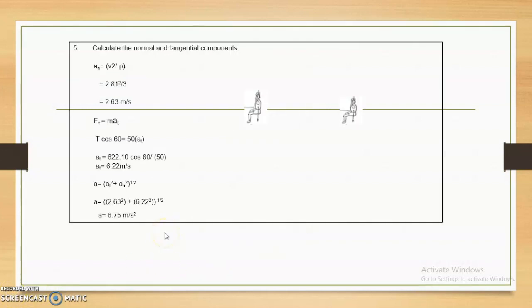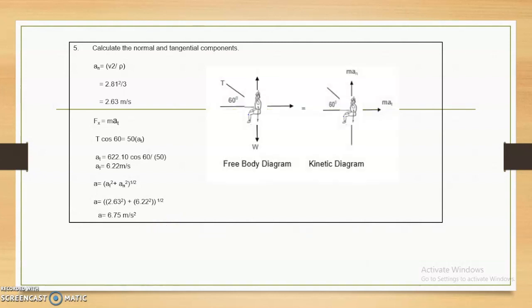Now let's move to the final part, which is to calculate the normal and tangential components. So this is our free body diagram and kinetic diagram. For the normal component, we use the formula V squared over the radius of curvature, which is 2.81 squared over 3, we get 2.63 meter per second.